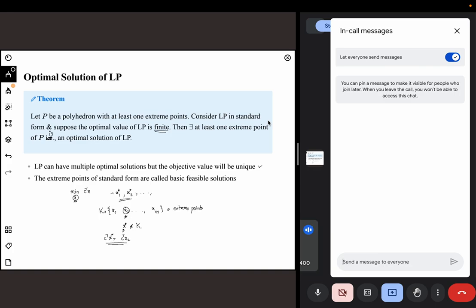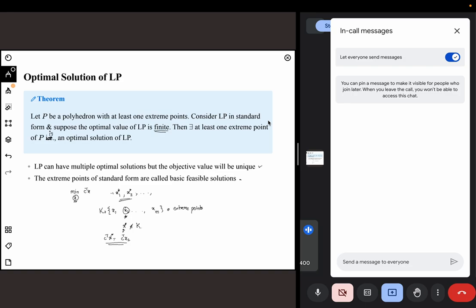The extreme points of the standard form are called the basic feasible solutions. Now the problem boils down to this. I have my LP problem, and you have given me the polyhedron by specifying Ax less than or equal to B. But in order to find the optimal solution, I need to find the extreme points. Once I have them, I can calculate the objective function at each extreme point and see which of them has the minimum value.